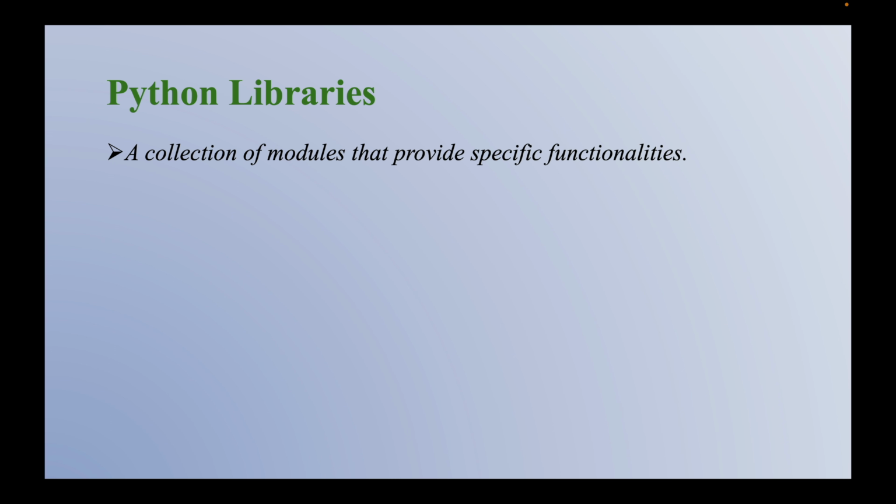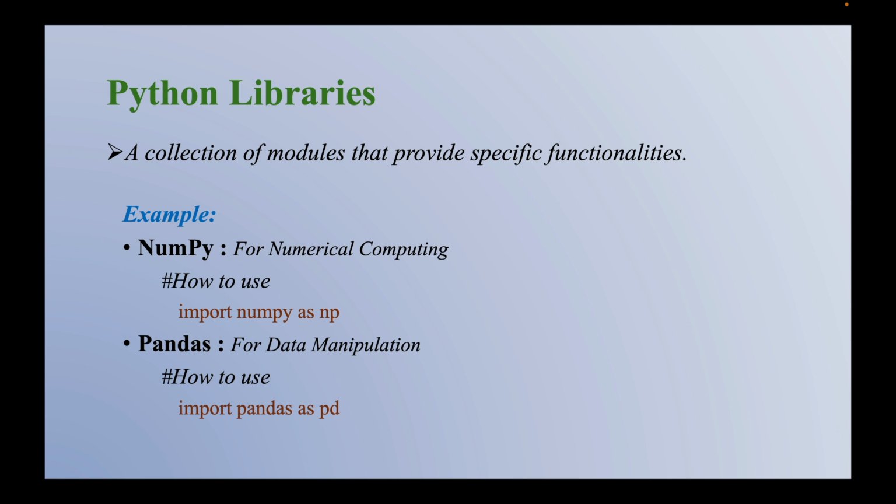Now let's see some of the popular Python libraries. NumPy. NumPy is useful for numerical computations like mathematical operations and handling arrays. And we use NumPy library by importing as import numpy as np. Whereas pandas is used to work with structured data like tables and spreadsheets and data manipulation. We use pandas library by importing as import pandas as pd. Similarly, there is a matplotlib for data visualization, and there are many others.